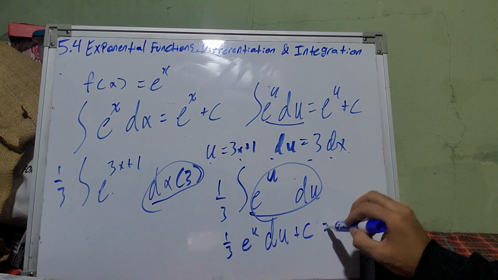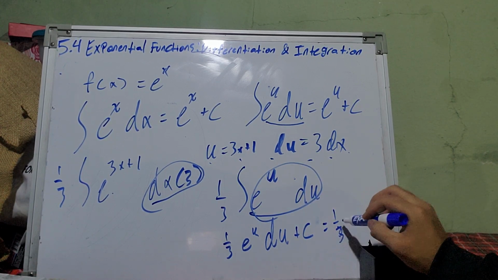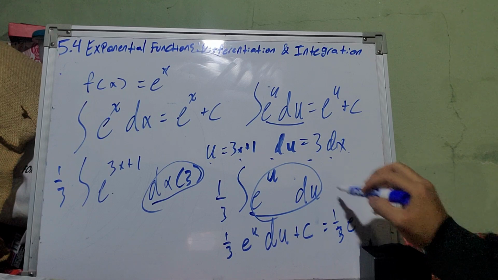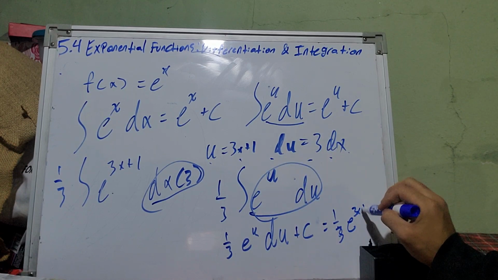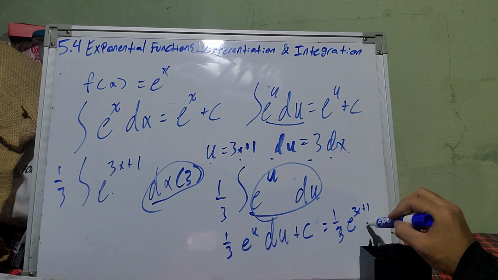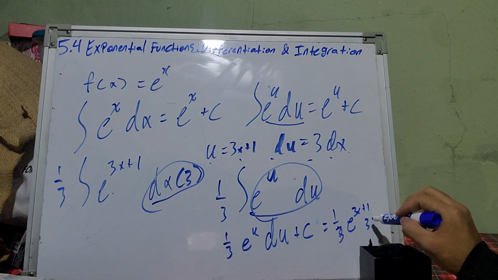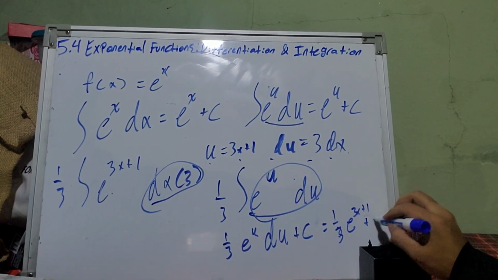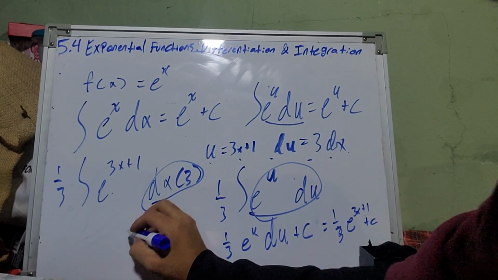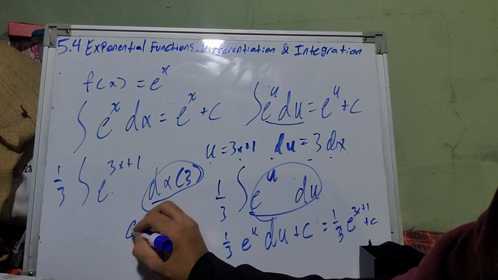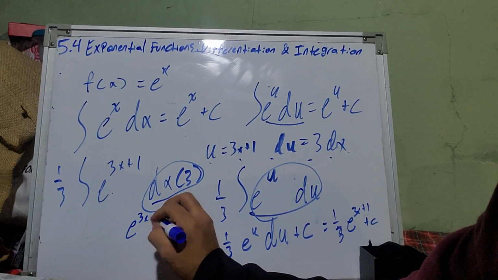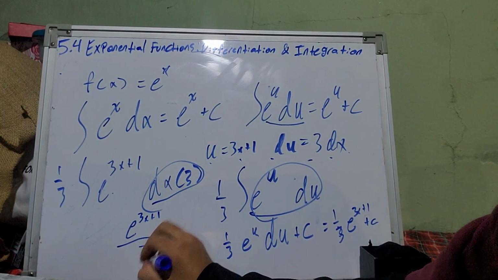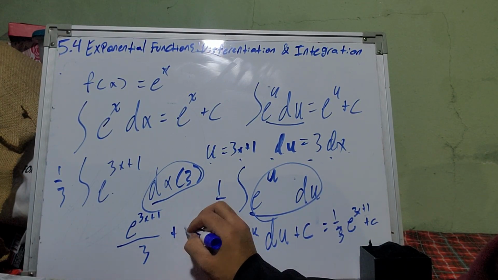And when plugging everything back in, we're presented with 1 divided by 3 times e to the 3x plus 1, plus c. Simplified, we'll be presented with e to the 3x plus 1 divided by 3 plus c.